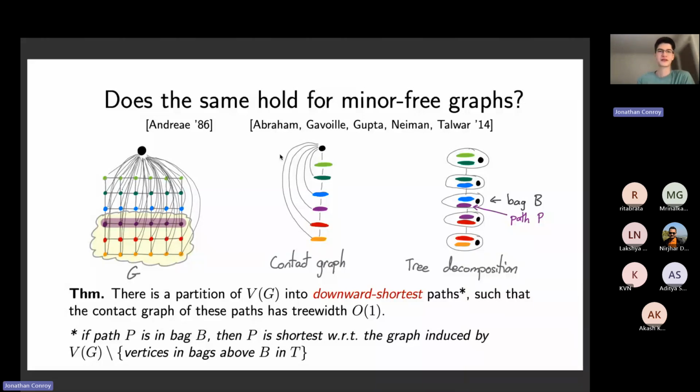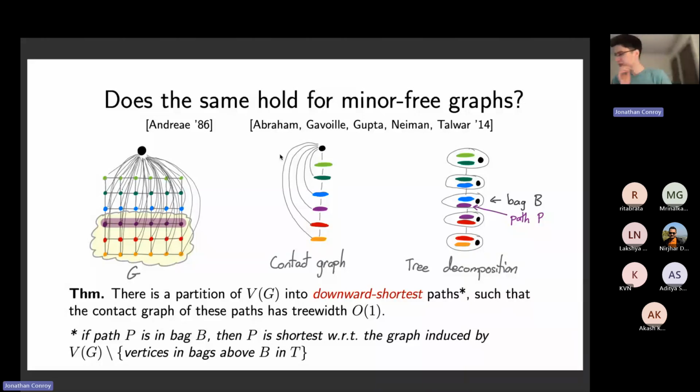So I'll use the word threatener to mean things that are above you and are within distance delta. So like close bag members, basically. Yes, exactly. So the notion of threatening also has this notion of order, and you only threaten things that are below you, just like these paths are only shortest with respect to things below you. Good.